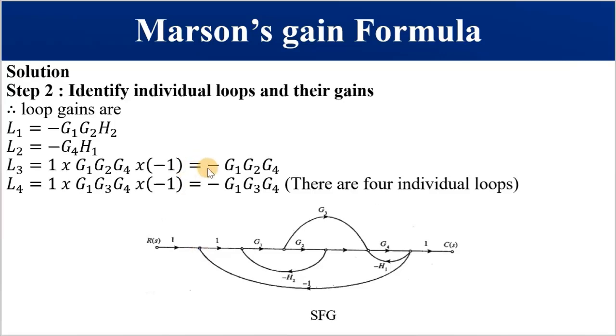So when simplified, it is simply going to be this. And my fourth loop, even if you are not able to identify, just follow me. It's plus G1. After G1, we are going via this route to G3, G4, then we are coming back from where we came from. So there are 4 individual loops and these are their gains.